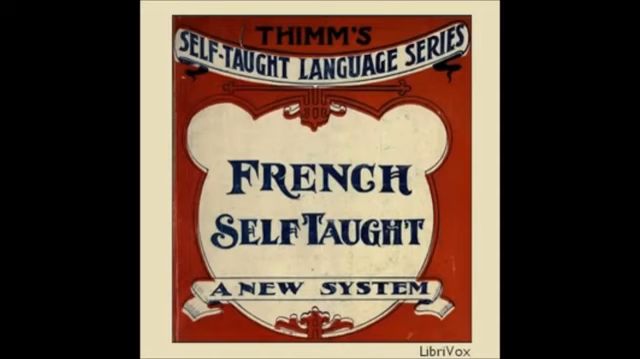Past anterior. I had received. J'eus reçu. Tu eus reçu. Il eut reçu. Nous eûmes reçu. Vous eûtes reçu. Ils eurent reçu.